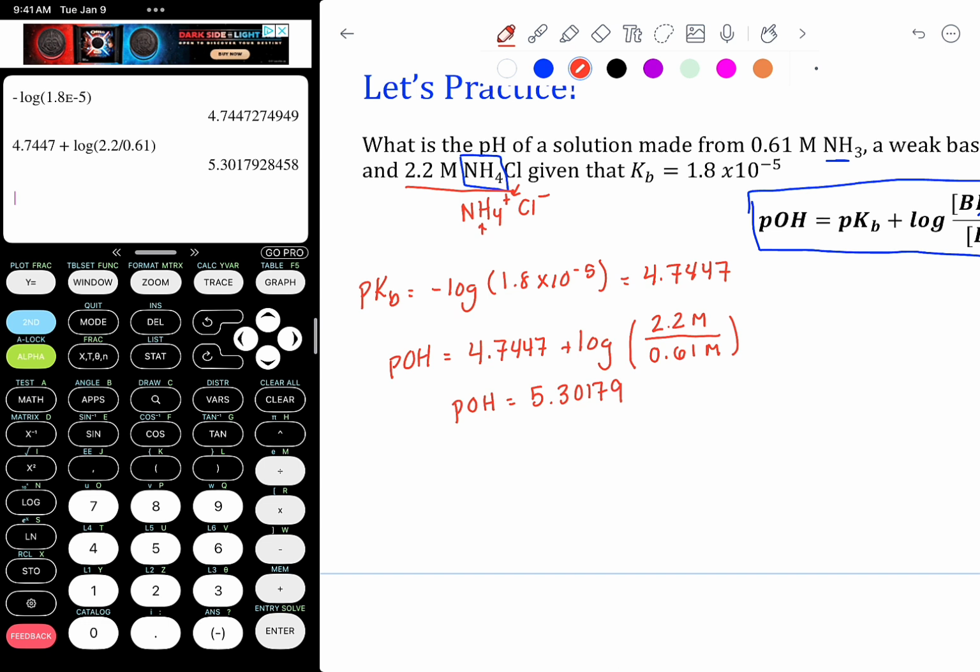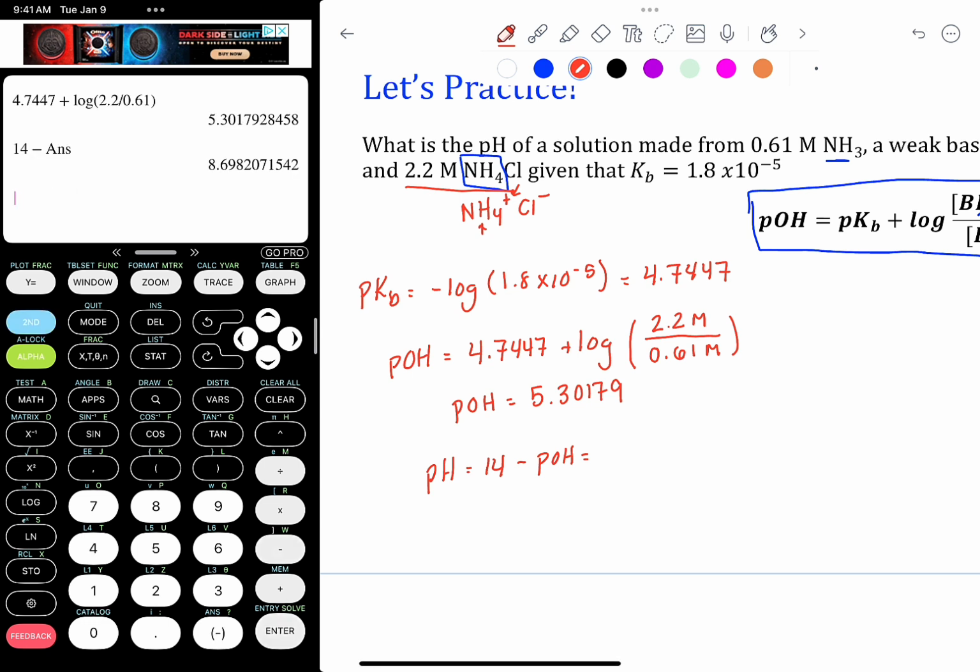So instead we're going to do that the pH is equal to 14 minus the pOH. So we get 14 minus our pOH to get a pH of 8.7. Two sig figs from the two sig figs in our problem. So that is the pH of our solution when we have NH3 and NH4Cl mixed together.